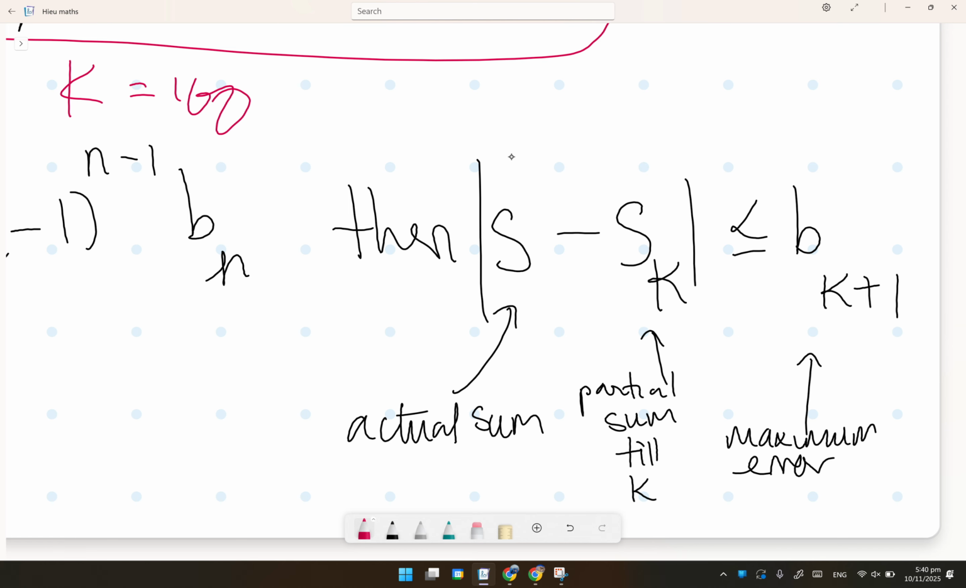But what we're doing here is we're taking the actual sum. Let's say the actual sum is 2, and then our estimate is 1.5, right? Our estimate is 1.5. Then in the sequence, the next term, right?